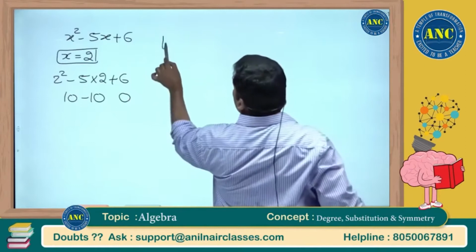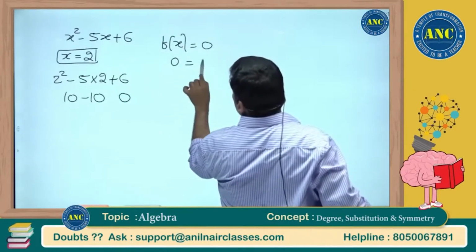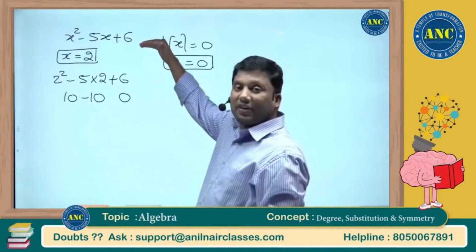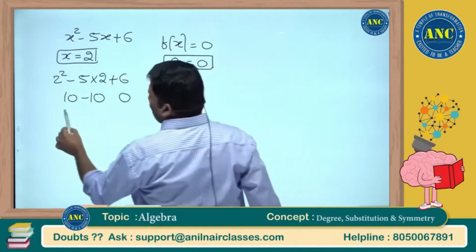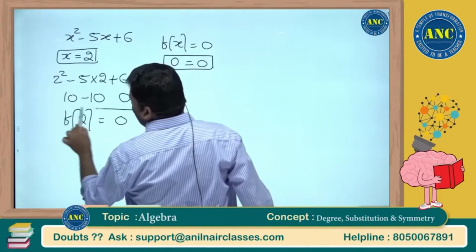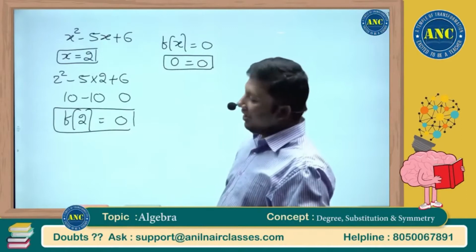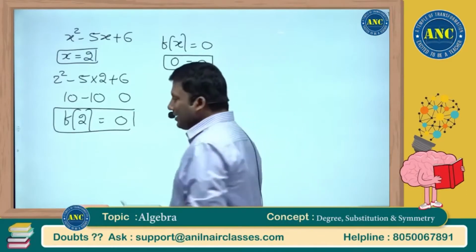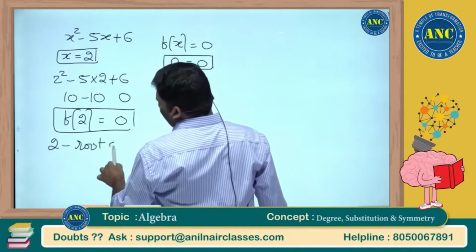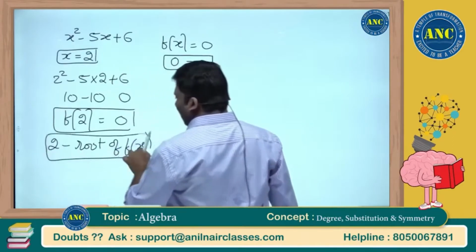That means if I equate this expression with 0, it gives 0 equals 0. If I substitute the value 2 in f of x, f of 2, I am getting 0. If a value 2 is giving a right hand side 0, then 2 is called the root of f of x.